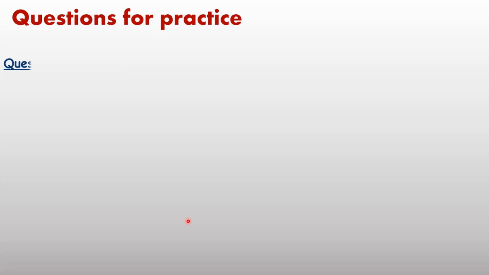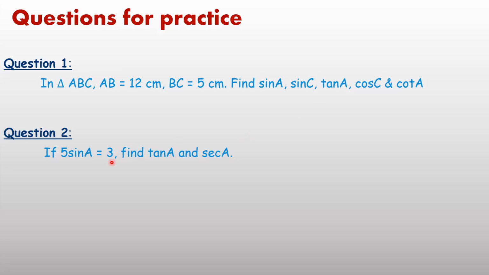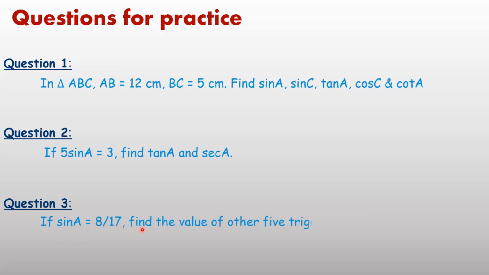Now some questions for practice. In question number 1, in triangle ABC, AB is given as 12 cm, BC 5 cm. You have to find the value of sin A, sin C, tan A, cos C and cot A. In question number 2, if 5 tan A equal to 3, find the value of tan A and sec A. In question number 3, if sin A equal to 8 upon 17, find the value of the other 5 trigonometric ratios. So these 3 questions also have to be solved and the answers completed.